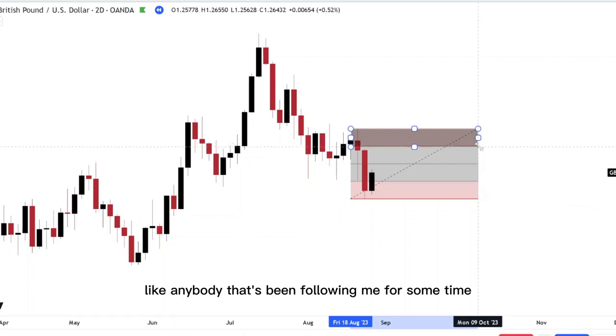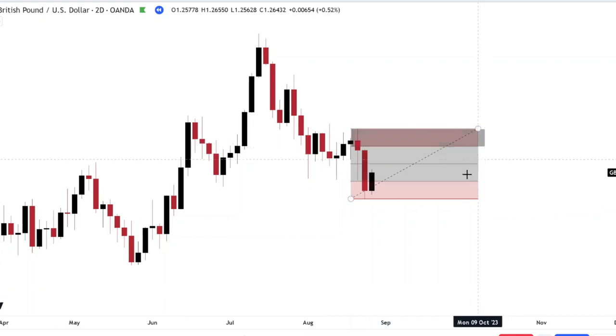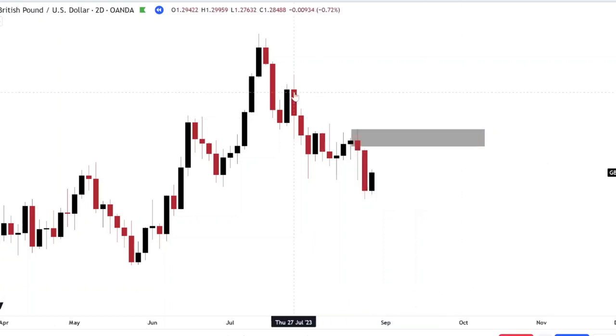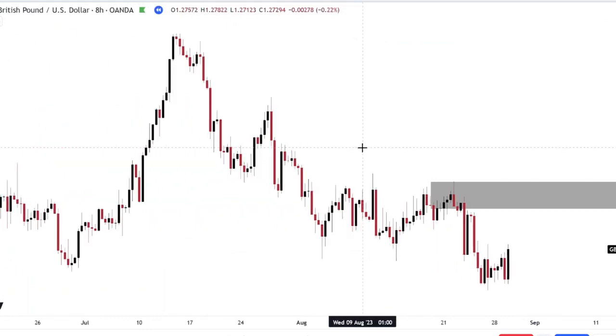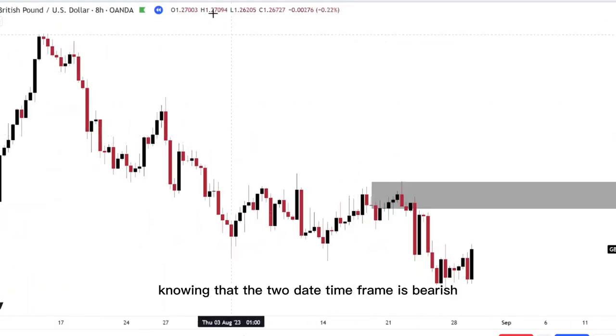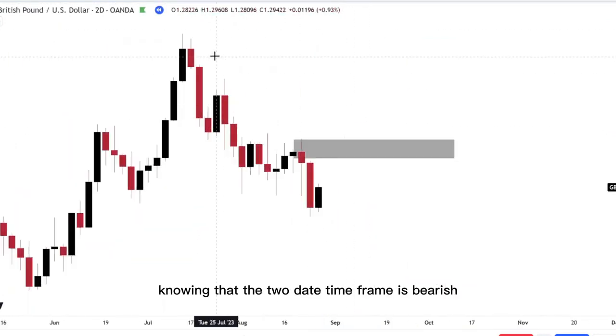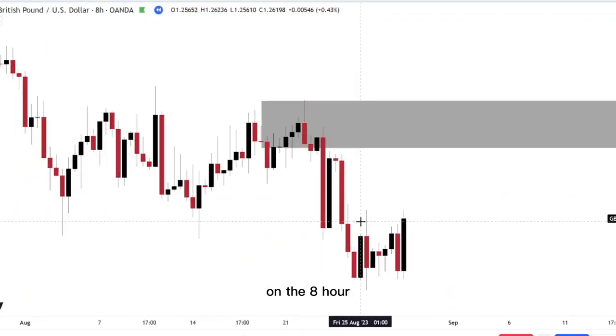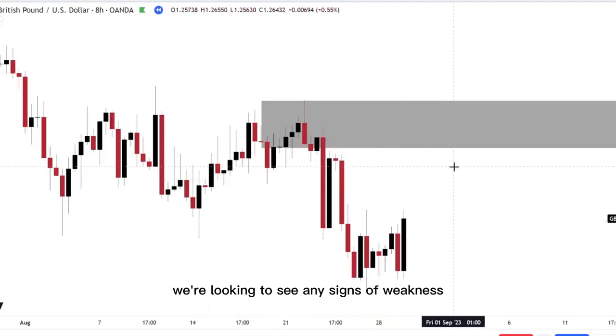And of course, like anybody that's been following me for some time, you know that we want to take advantage of the order flow. We don't want to anticipate an order flow change. We want to react to it. We want to see that price already shifted gears, and we're taking advantage of the institutional sponsorship. So now I would go to the 8-hour. And of course, knowing that the 2-day time frame is bearish, on the 8-hour, we're looking to see any signs of weakness.